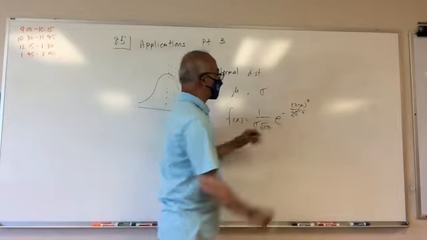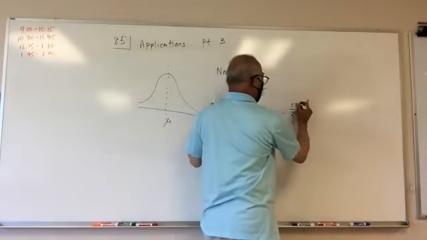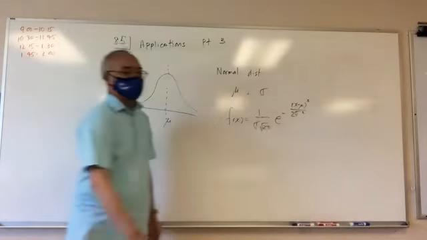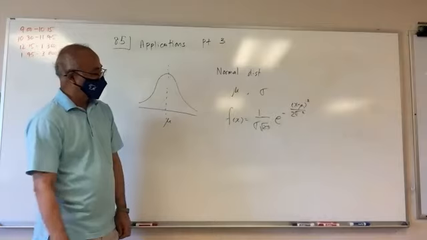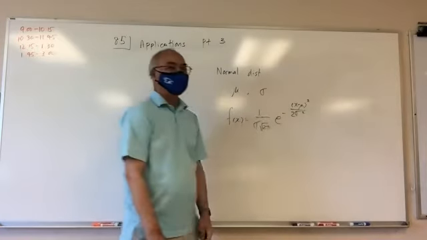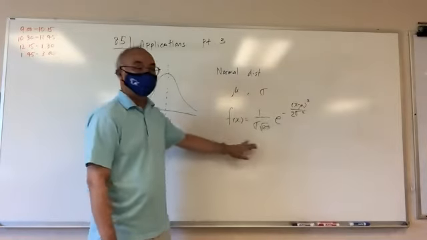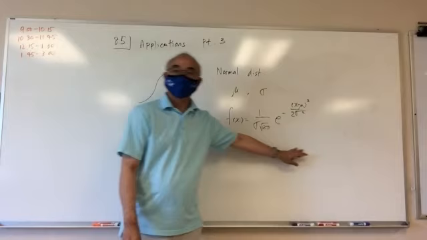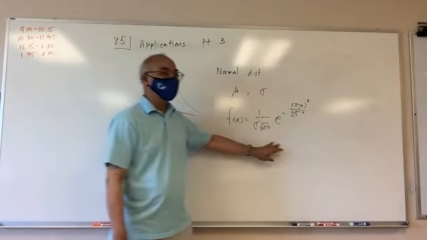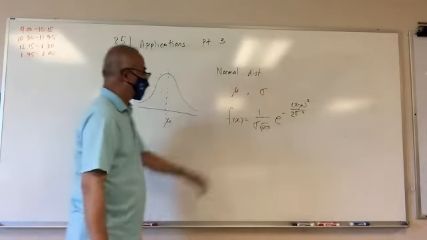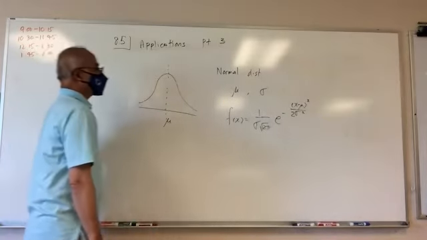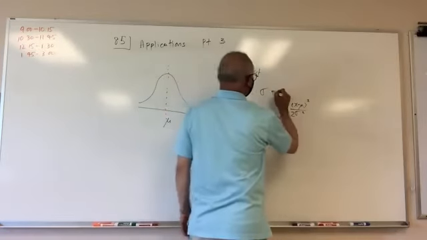So here's the x. The x is really up here. And this is what we call the normal probability distribution. You are not going to be required to know this, just letting you know. This is what the normal distribution looks like. So the sigma, which is the standard deviation.